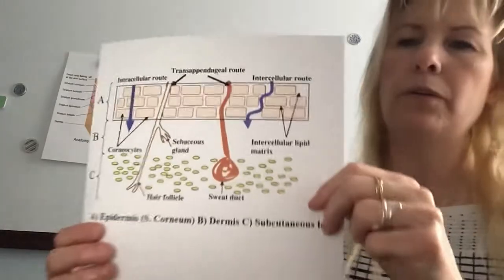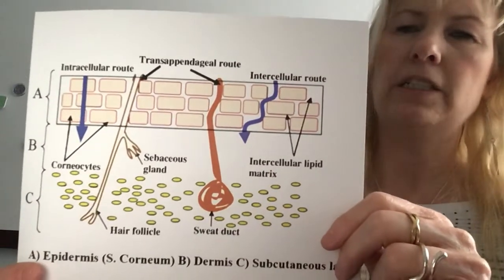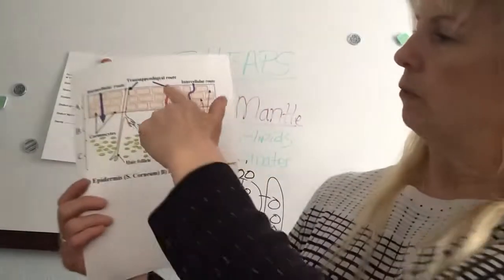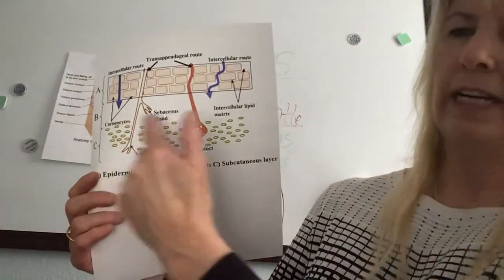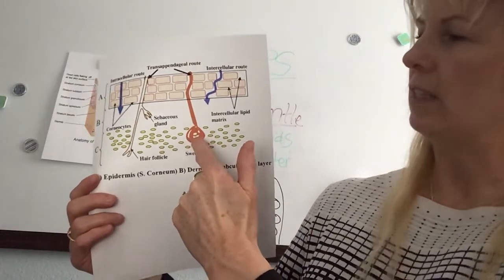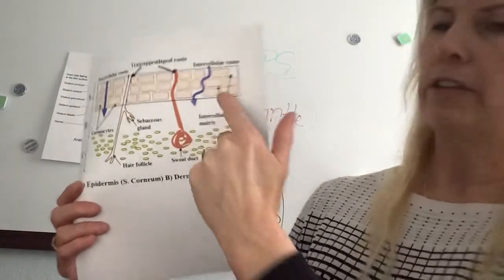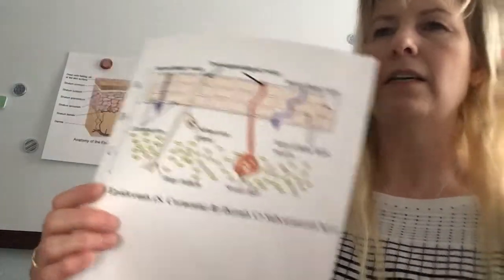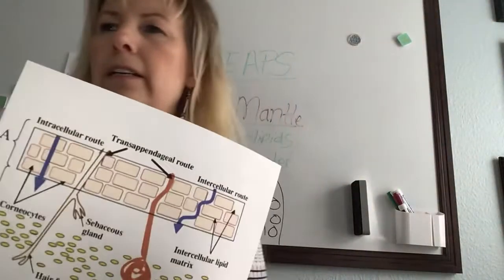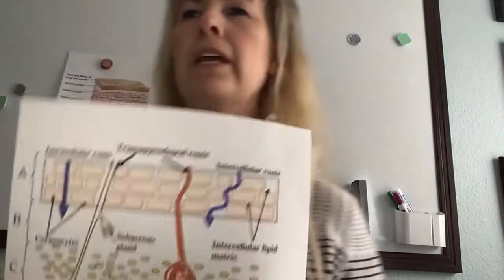They can also go through what we call transappendageal routes. So they'll go right through the appendages like your sebaceous gland or your sudoriferous gland. The other is the intercellular route, where they're going to go in between the skin cells. So that's the way that different things will penetrate. Now, absorption of select topical products is what keeps our skin moisturized, nourished, and protected.